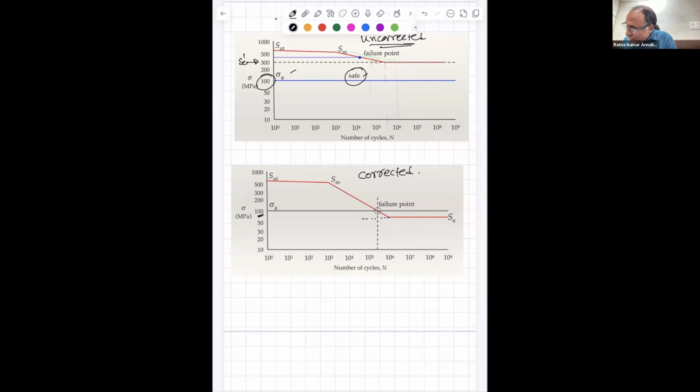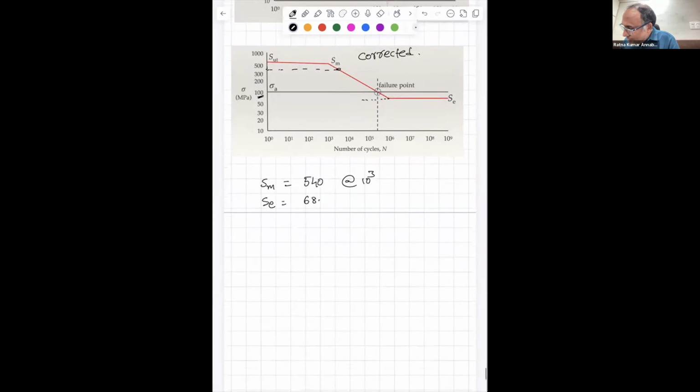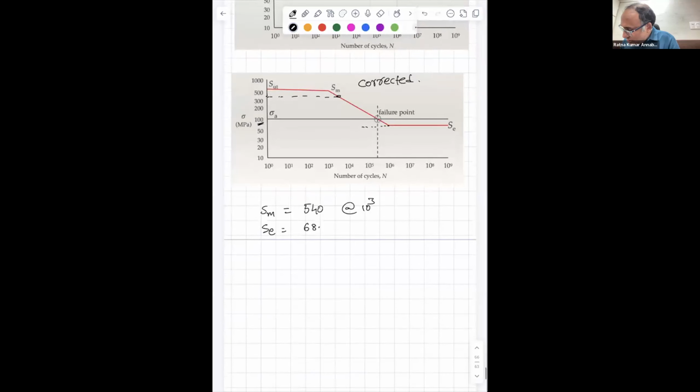So here, what is the failure point at 100 MPa? What is the failure point at 400 MPa? Because you can find out, right? In order to do that, first of all, you need to find out the line. How will you find out? So you have SM equal to 540 at 10 power 3 cycles, and SE equal to 68.7 at 10 power 6 cycles.